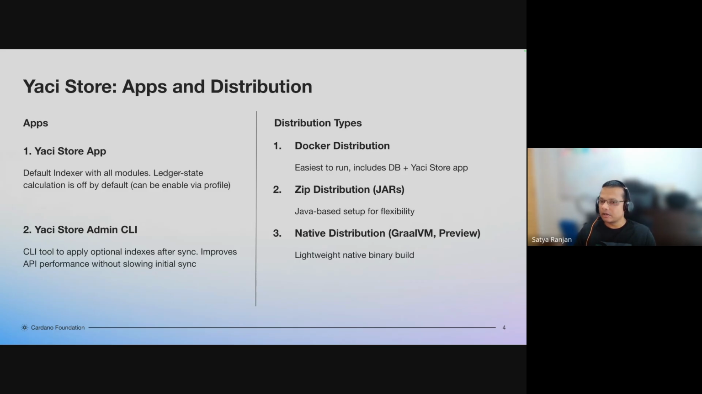And the third one is native distribution, which is a platform-specific distribution of Yaci Store, which is still in preview or experimental, I would say, but it's very lightweight, with very good startup time. It can be used as a read-only deployment for Yaci Store. Let's say you have one Yaci Store node which is syncing data, and you have multiple Yaci Store just to read data. So in that setup, probably it can be used. And native distribution is also used in Yaci Dev Kit.